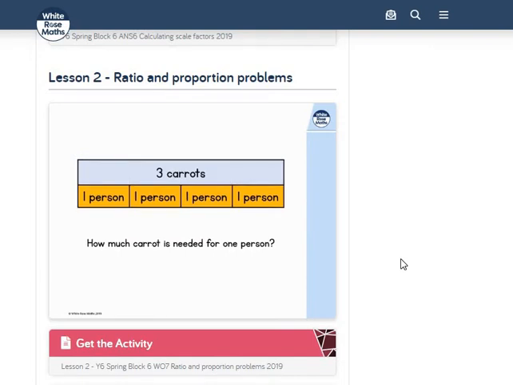Okay, what about this one? How much carrot is needed for 1 person? If 3 carrots is enough for 4 people, how much is needed for 1 person? Pause the video, have a go yourself.